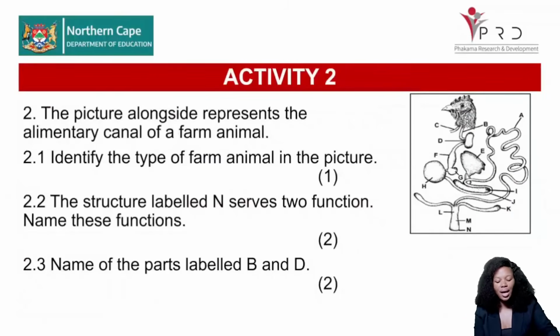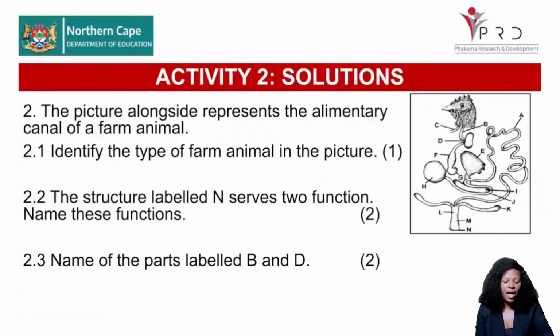The picture alongside represents the alimentary canal of a farm animal. Remember we said an alimentary canal is also referred to as a digestive system. It is a tube, right? A tube that extends from the mouth to the anus for most animals. And when it comes to a chicken, it extends from the mouth to the cloaca or vent. Now, our first question says, identify the type of farm animal in the diagram.